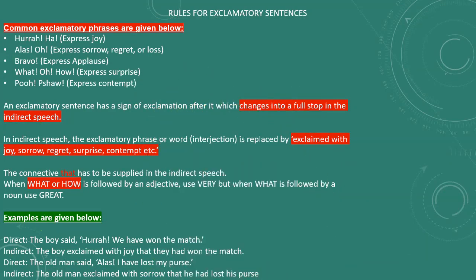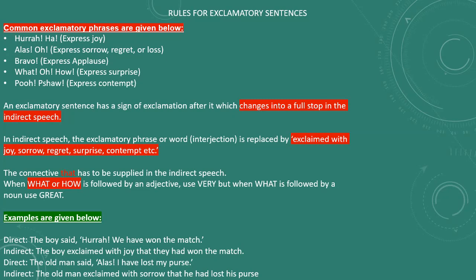Here in this slide, we are going to study rules for exclamatory sentences. Before studying a few basic rules, let's go through the common exclamatory phrases given below. Hurrah, ha, express joy. You might have come across these words in exclamatory sentences as well. Alas, oh, express sorrow, regret, or loss. Bravo expresses applause, like if somebody has performed well: Bravo, you did well. What, oh, how express surprise. Shah expresses contempt.